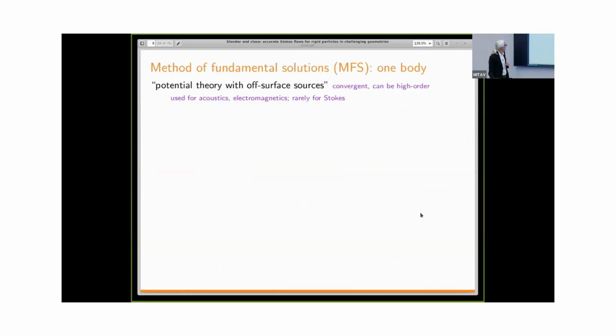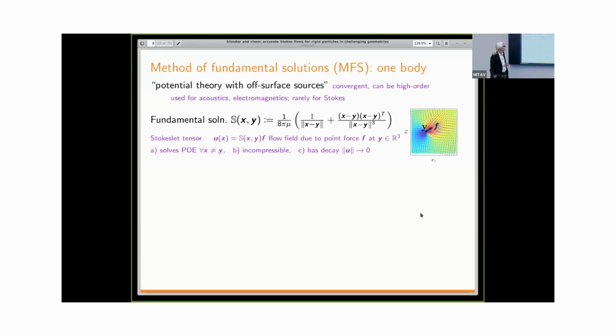Okay, so method of fundamental solutions. BIE, boundary integral, was potential theory using the surface as the source. Here you're going to use an off-surface set of sources. And this can be convergent and high order, as I'll try and convince you. It's not really used for Stokes much. It should be. So for the Stokes PDEs, here's the fundamental solution.